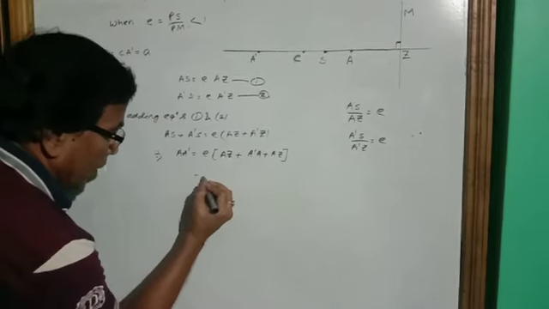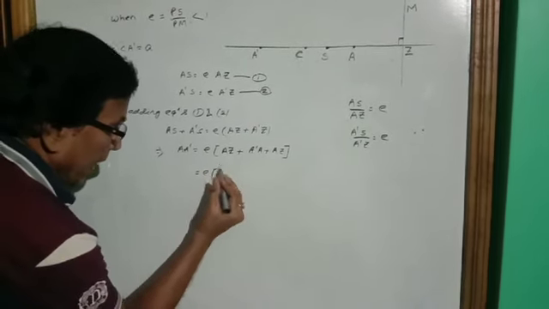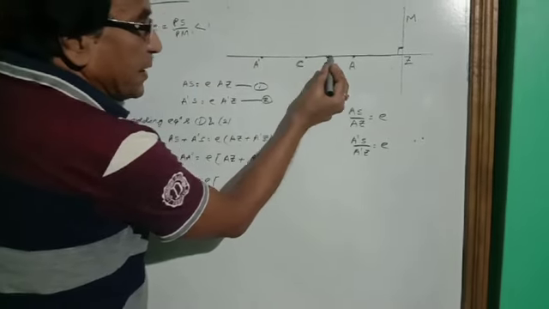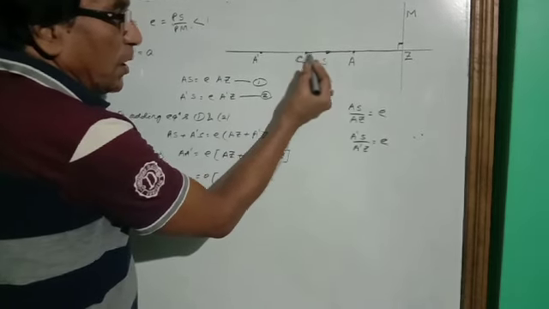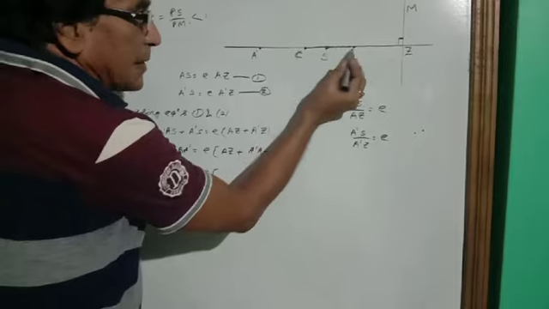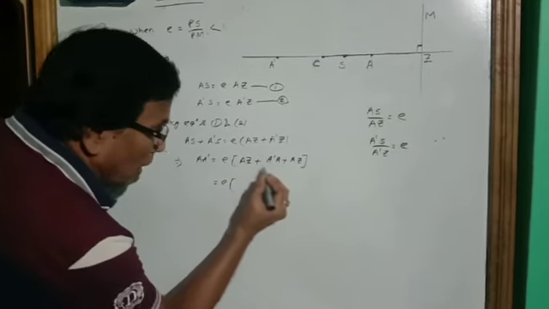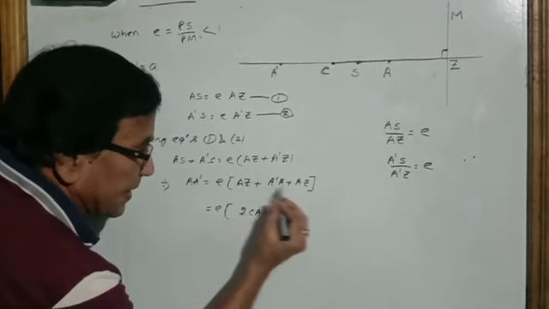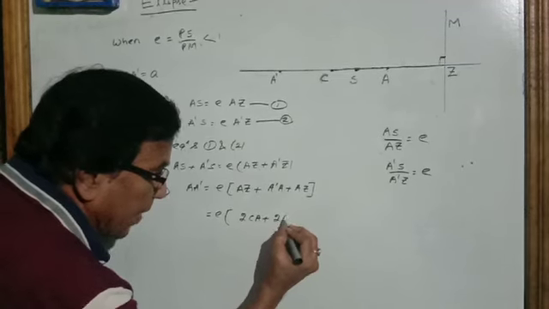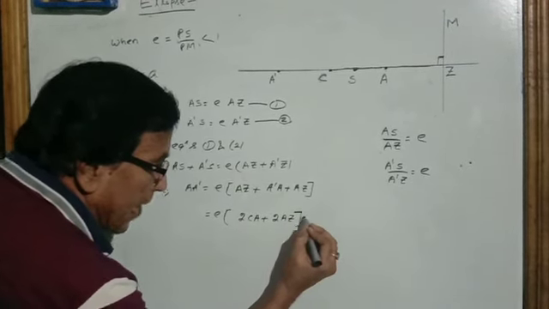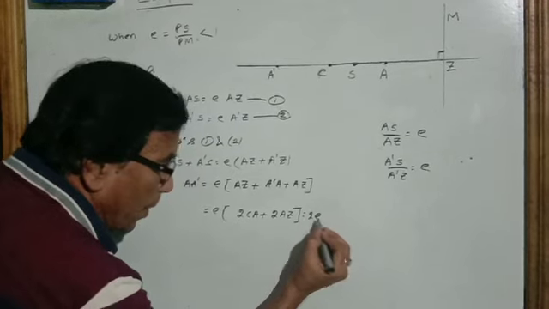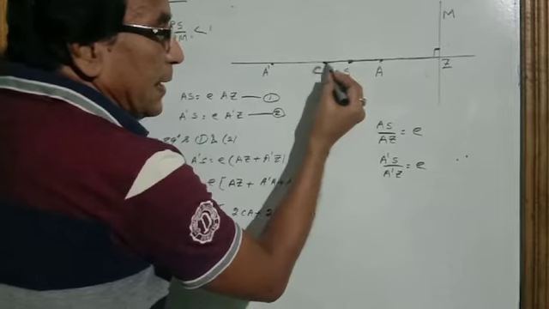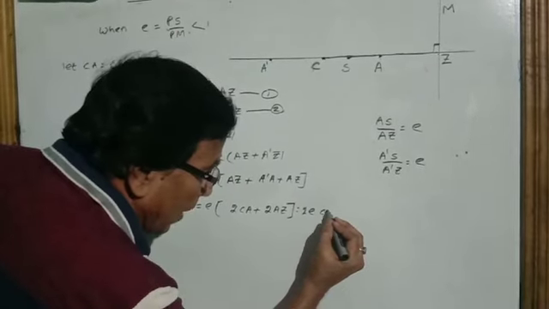Now it is equal to e times AZ plus A dash A. A dash A is twice of CA because C is the midpoint of A A dash. So A dash A is twice of CA. So A dash A, that is equal to twice of CA plus AZ, it is equal to twice of AZ. So that becomes e times 2, taking common, it is CA plus AZ. CA plus AZ, that is equal to CZ.